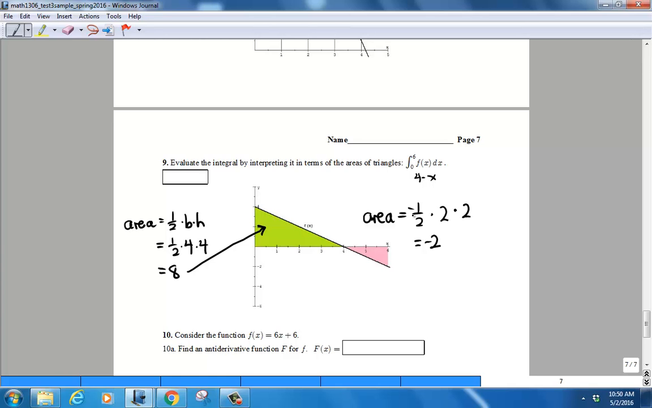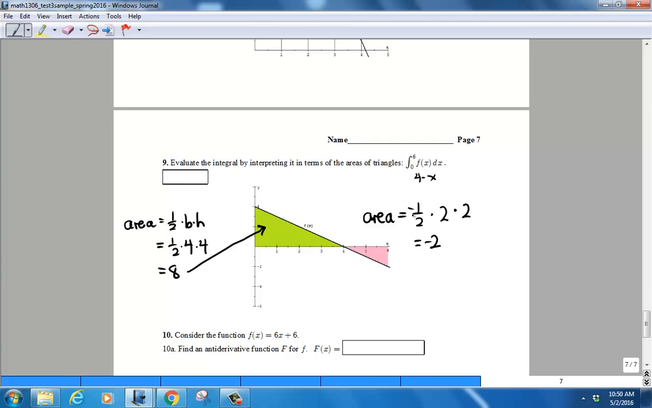Before I... look at your answer sheet. It says I solved your answer for 2 for the red one, and in your answer sheet it was positive 2.